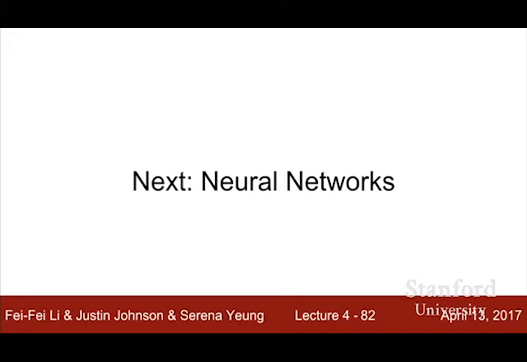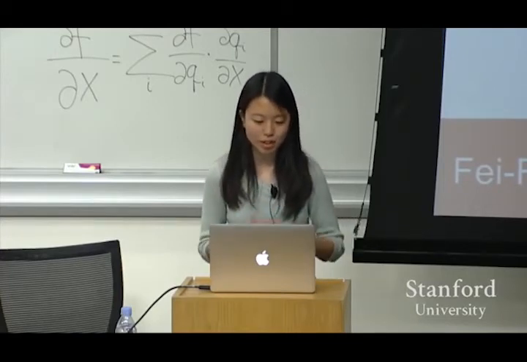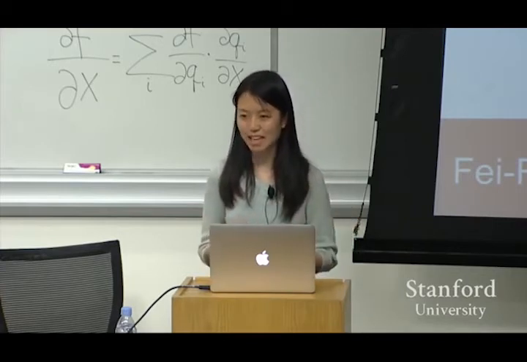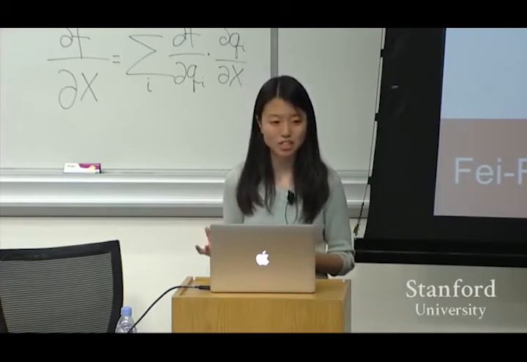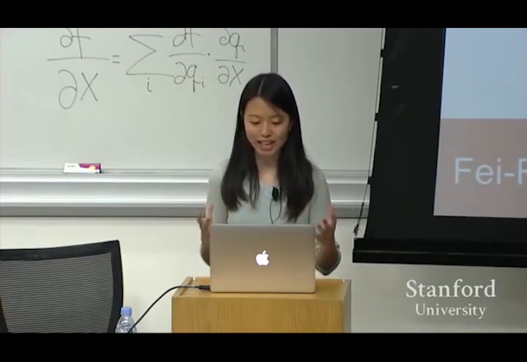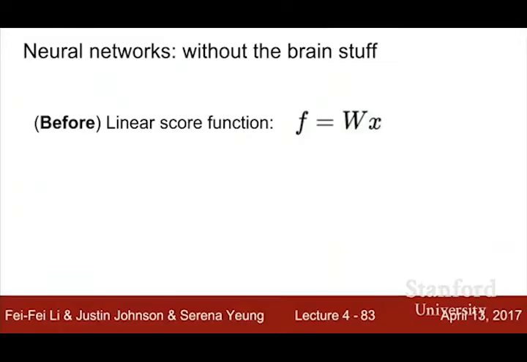Okay, so now finally we're going to talk about neural networks. People draw a lot of analogies between neural networks and the brain and different types of biological inspirations, and we'll get to that in a little bit. But first, let's talk about it just looking at it as a function, as a class of functions, without all the brain stuff. So far we've worked a lot with this linear score function, f equals W times x. And so we've been using this as a running example of a function that we want to optimize.